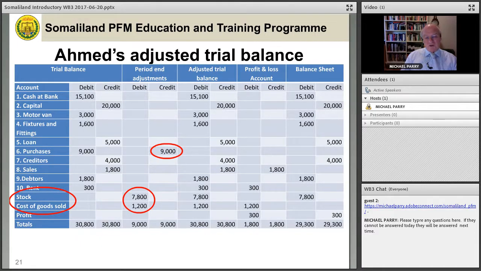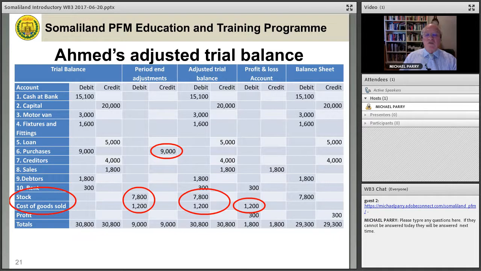Very often you do it the other way around. You count your stock and value it, and then the difference would be the cost of the goods sold. But however you get to it, we divide it up between the amount that's left in stock and the cost of the goods that have sold. Notice those 2 adjustments balance. We've simply divided the 9,000 into 7,800 and 1,200. And so in the adjusted trial balance, we don't show the $9,000. Instead, we show 7,800 and 1,200.